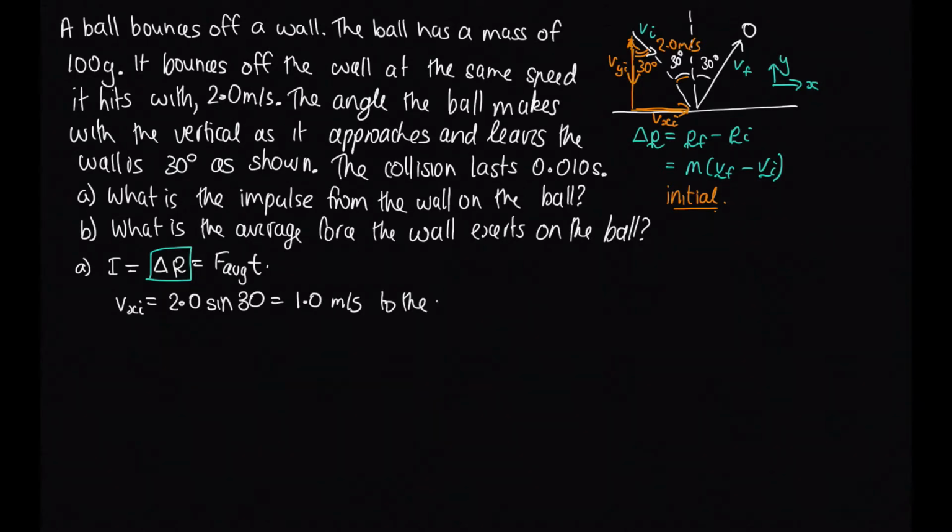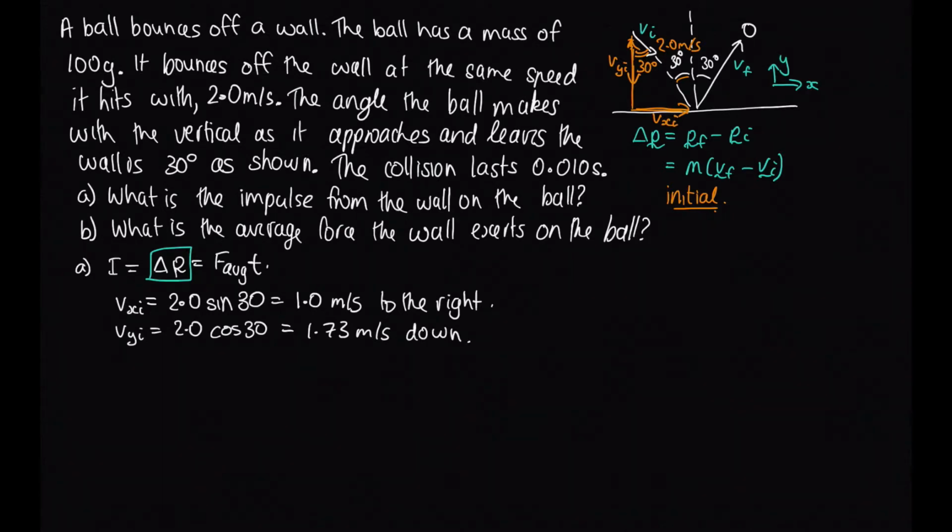to the right, and Vyi is equal to 2 times cos 30, and so that is equal to 1.73 meters per second, and this is down.